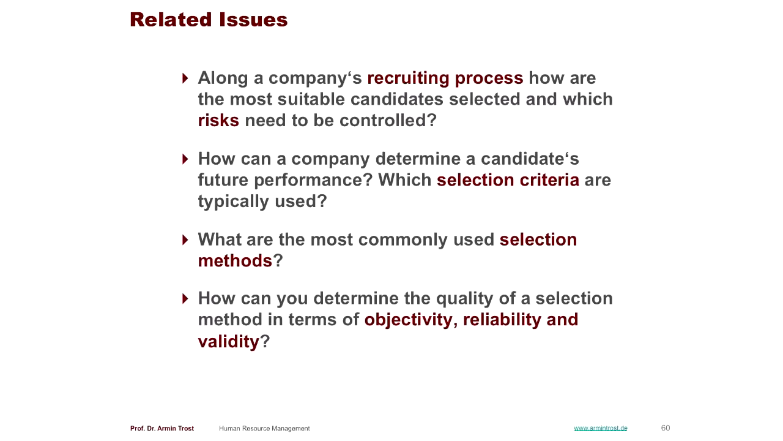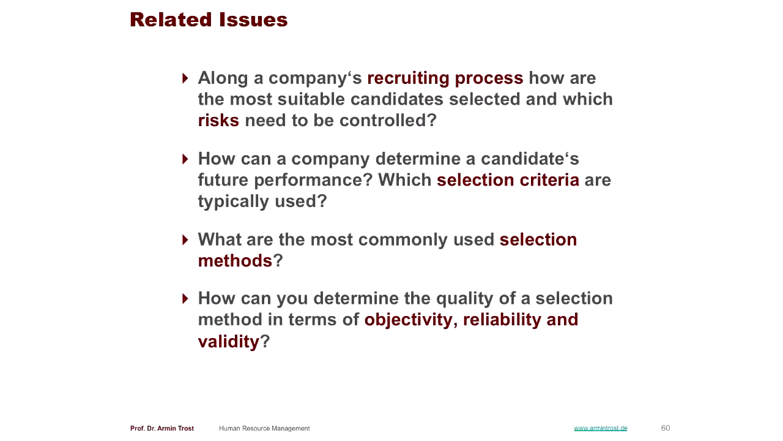The question is now, how can a company predict future performance? That is what candidate selection is all about: predicting the future. If I hire you, will you perform well? That's about the future. And which kind of criteria are used to determine future success?